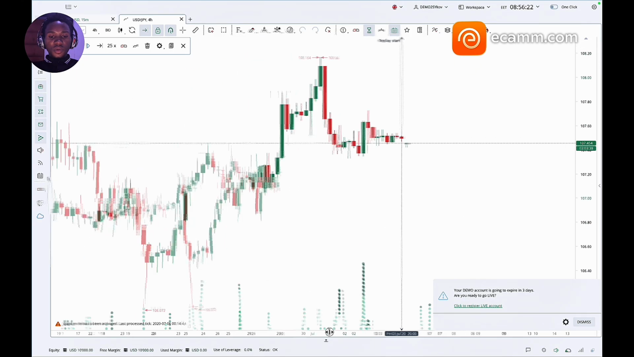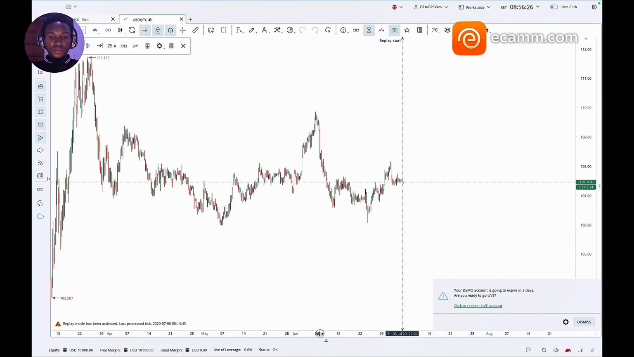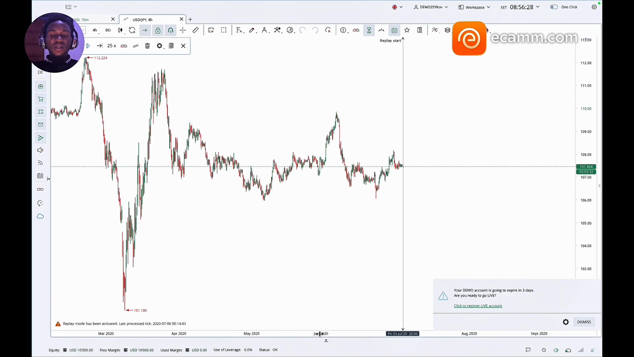Okay, so clearly we can see we have a ranging market over here. How is it a ranging market? You can see it will go up and come down, up, down, right? That's how you know a ranging market.